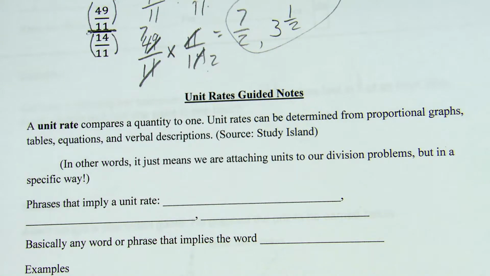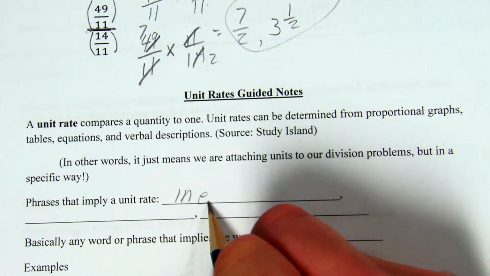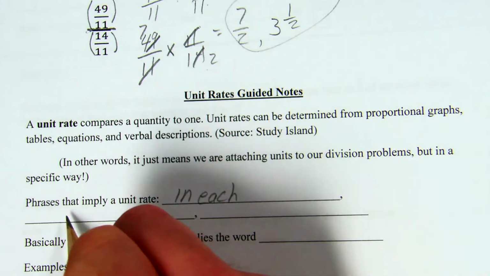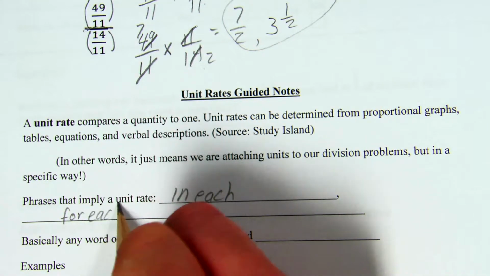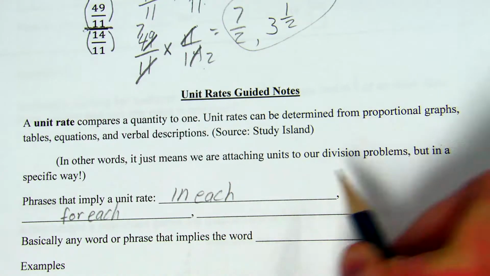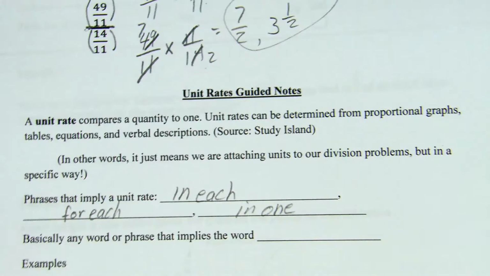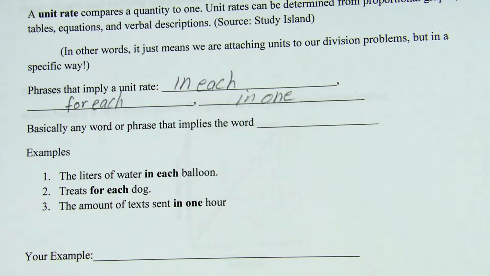So let's start with some common phrases that mean rate. Now, the one that shows up a lot in word problems is "in each." Another one you might see is a little bit different: "for each." And sometimes they come right out and say "in one." Now that may not seem like it makes a lot of sense in that context, but if you look at some of the examples I've included in here, you can kind of see what I'm talking about.